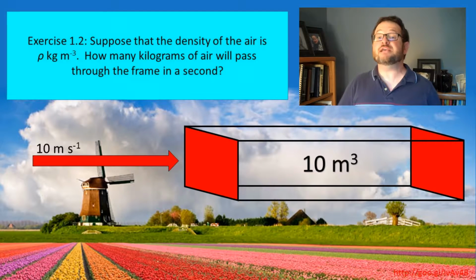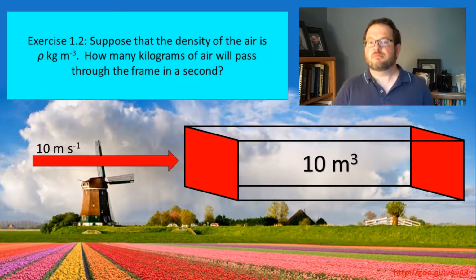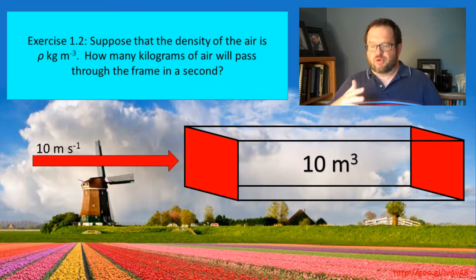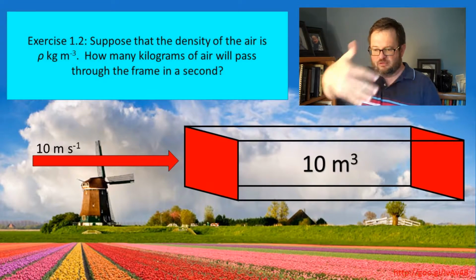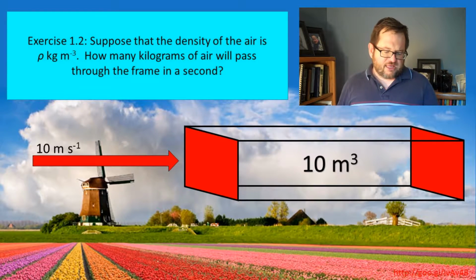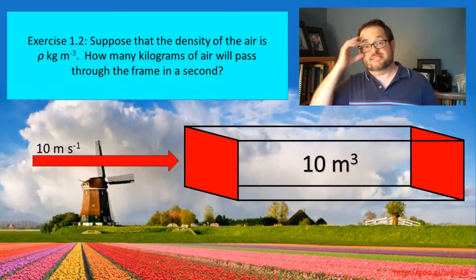And notice that the units of density are kilograms per cubic meter. Again, notice the negative exponent there. So it's how many kilograms of, in this case, air there is per cubic meter box of air. How many kilograms of air are going to pass through that frame in a second?